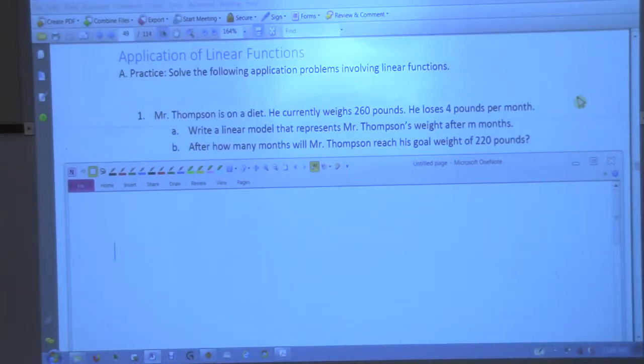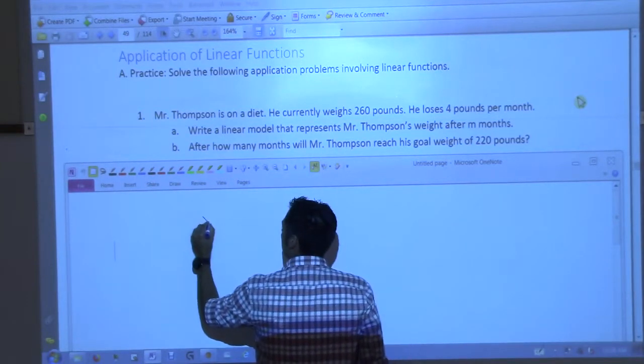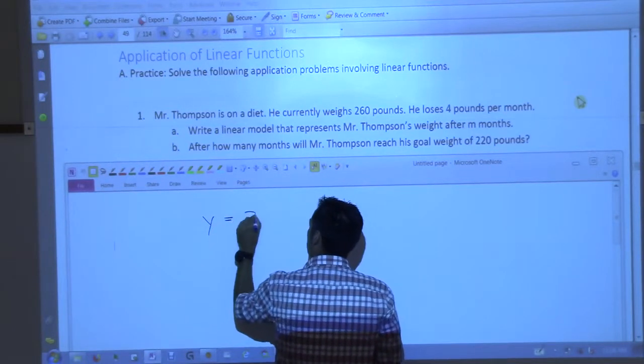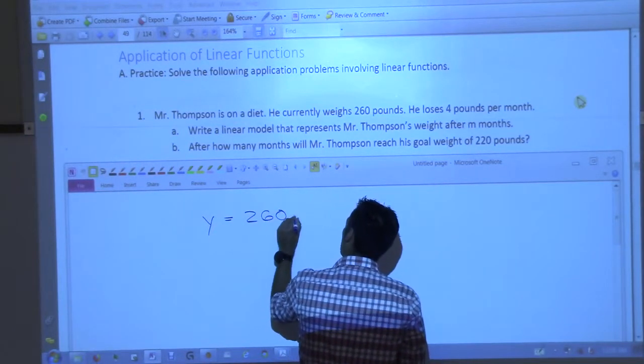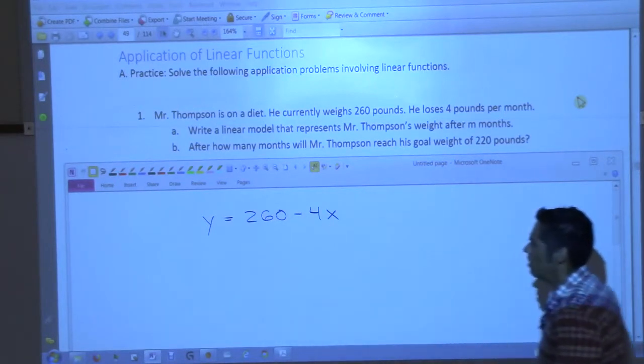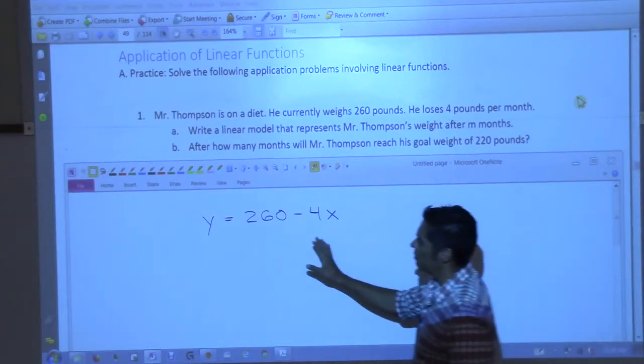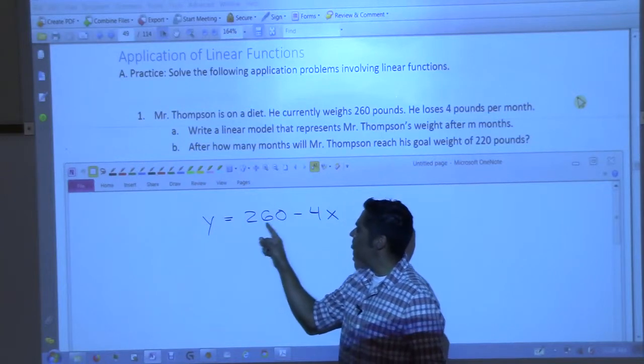Would it be y equals 260 minus 4 times x? Okay, let me write down what you said: 260 minus 4 times x. Correct. So y is equal to 260 minus 4x.